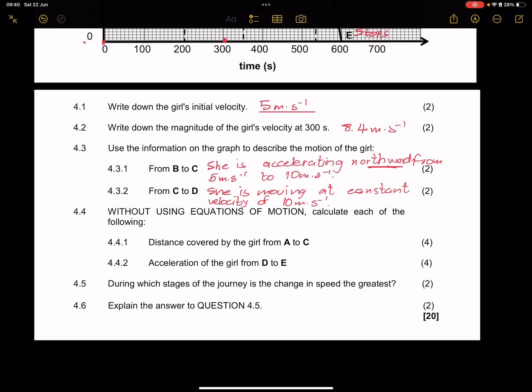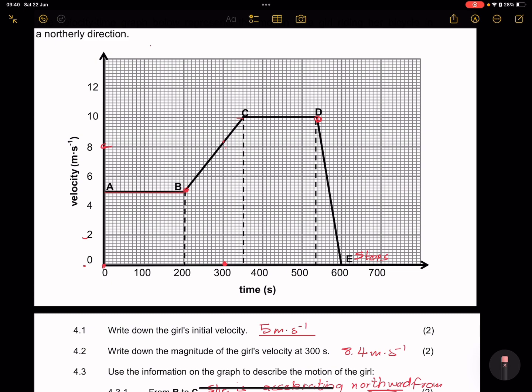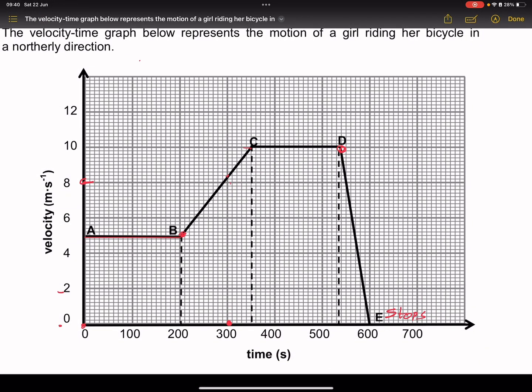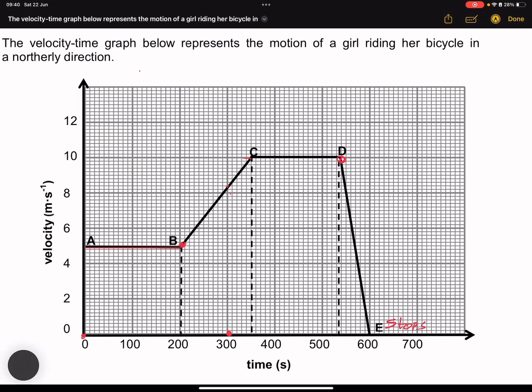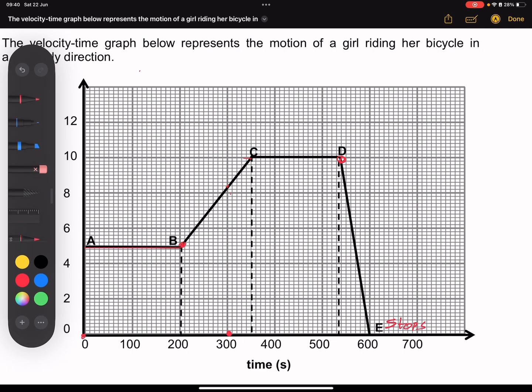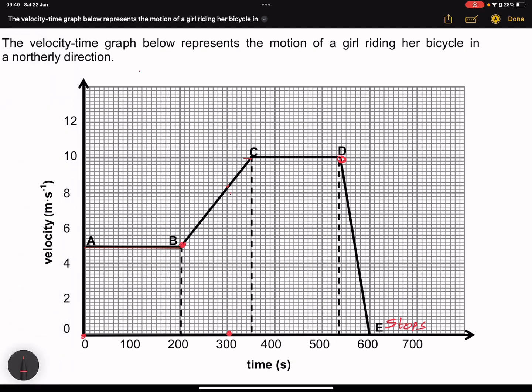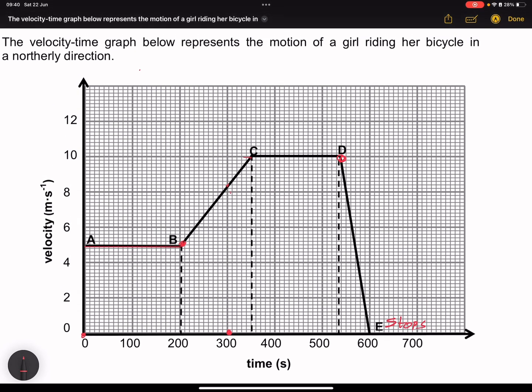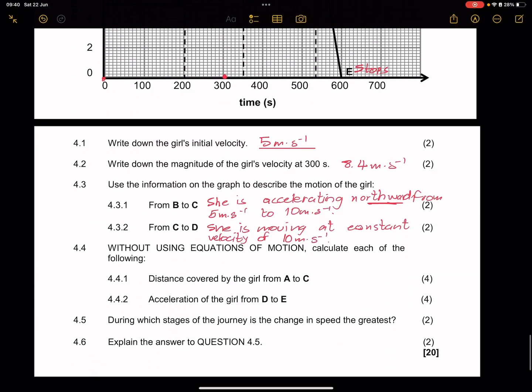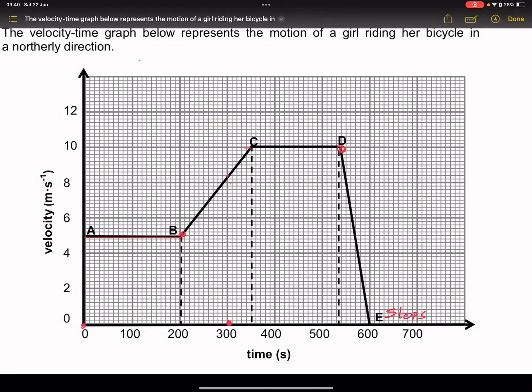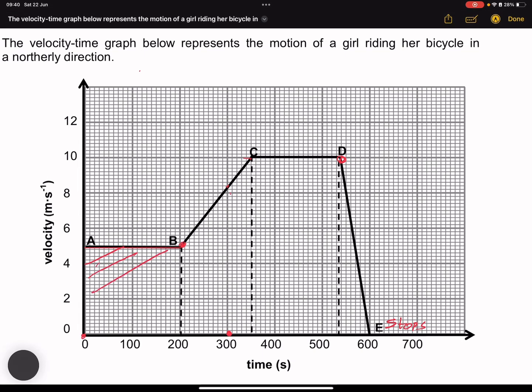Now I want you to remember, ladies and gents, that when we were looking for position or for displacement under a velocity time graph, we said we are going to use the area underneath the graph. You have to be mindful of the shapes inside your graph. First of all, from A till B. They said we need to take from A till C, meaning we want to find the displacement from A till C.